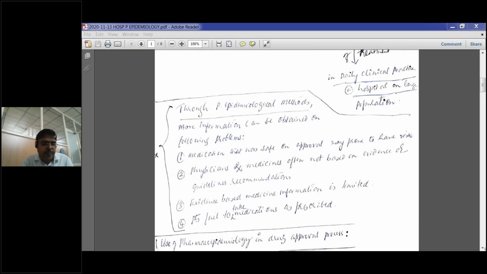Nikita, yes sir, what is it? Sir, according to different studies and patient conditions, doctors may prefer different medicines. Now, what is evidence-based medicine or medicine information? I don't know, sir.